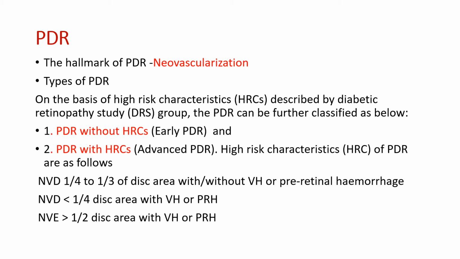So, types of proliferative diabetic retinopathy. On the basis of high risk characteristics described by the Diabetic Retinopathy Study Group, PDR can be classified as below: PDR without high risk characteristics, which is called early PDR, and PDR with high risk characteristics, which is called advanced PDR. High risk characteristics of PDR are as follows. First, neovascularization of the disc involving 1/4 to 1/3 of the disc area with or without vitreous hemorrhage or pre-retinal hemorrhage. Second, NVD less than 1/4 disc area with vitreous hemorrhage or pre-retinal hemorrhage. Third, neovascularization elsewhere more than half disc area with vitreous hemorrhage or pre-retinal hemorrhage. So these are the high risk criteria or characteristics of PDR.